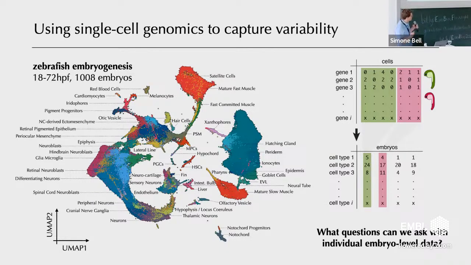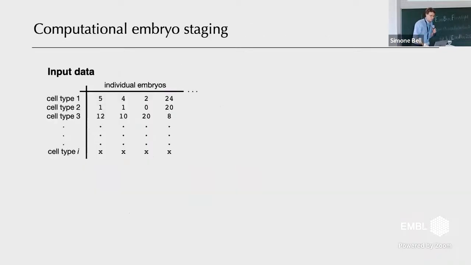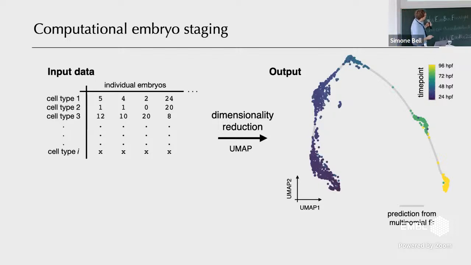So what kinds of questions can we ask with this individual embryo level data? In some ways, we can just treat it like we do the single cell data and process it in exactly the same way and look at this dimensionality reduction plot. And what we see when we do this, now each point is a single embryo, not a single cell, and points are close if they have similar composition. What you see is this kind of trajectory that emerges, and you can see it is defined by the sample time point, the time point in which these individual zebrafish embryos were sampled.